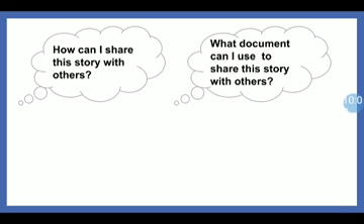What document can I use to share this story with others? So what documents do you think we can use? I know some people are saying that we could write a summary. Yes, we could write a summary. Is there anything else we could do?